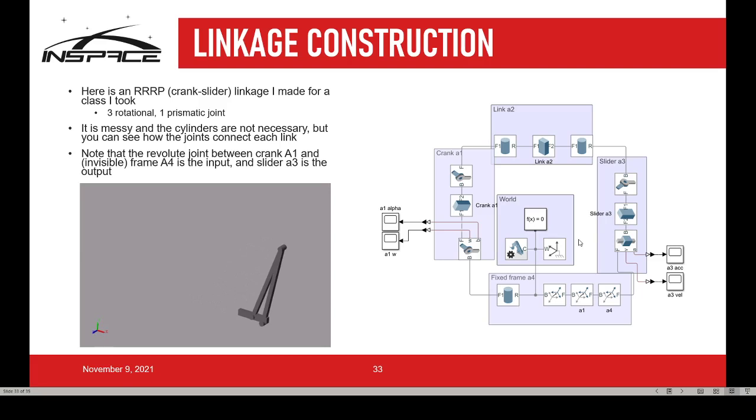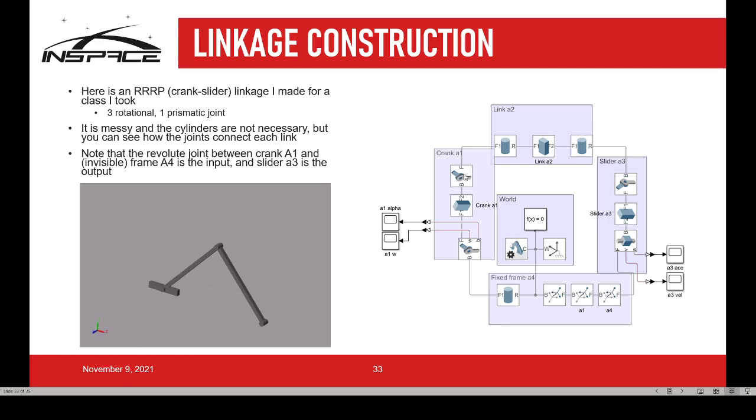But you can see with the format exactly where all of the joints are. And these cylinders, they don't have to be here. It just kind of makes it a little bit easier to visualize where the joints are. But we can see here, fixed frame A4, that's kind of the invisible bit. A1 is kind of this first link. A2 is the second link, and then A3 is the slider.